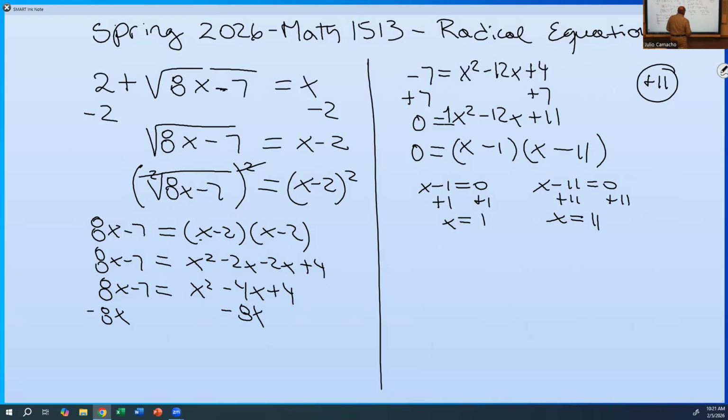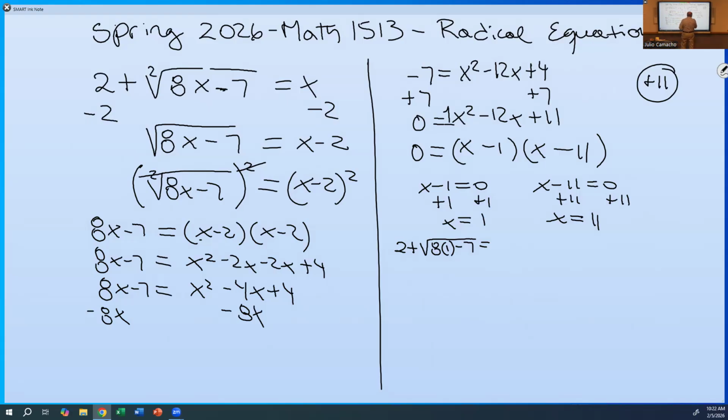The only way to do it is by applying them in the original equation. I will do a summary because of time. I put 2 plus 8 times 1 minus 7 is equal to x. You see the x there? You have to put the equation before even moving the 2, because that is the original equation: 2 plus the square root of 8x minus 7 equals x. That was the original equation.